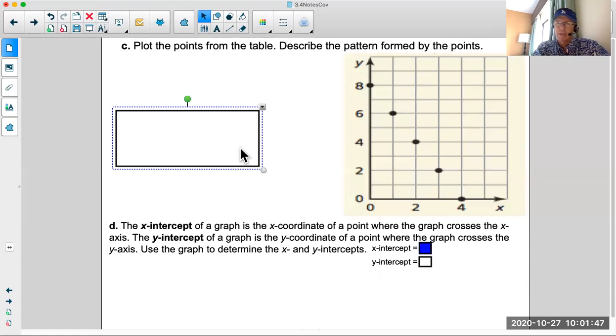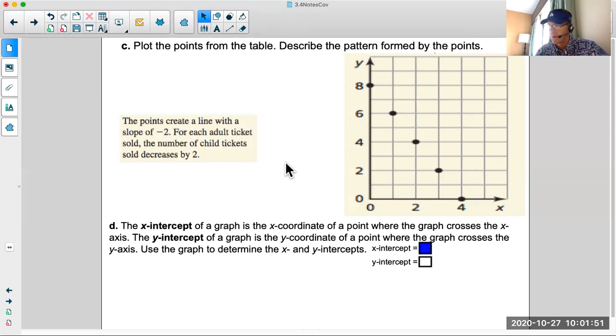So think about, what do you think the equation could be for this one? Well, we already said it, right? We said it was 4x plus 2y equals 16. Okay, so the points create a line, right? The slope, you may remember that term, and we'll get into that more, is -2.